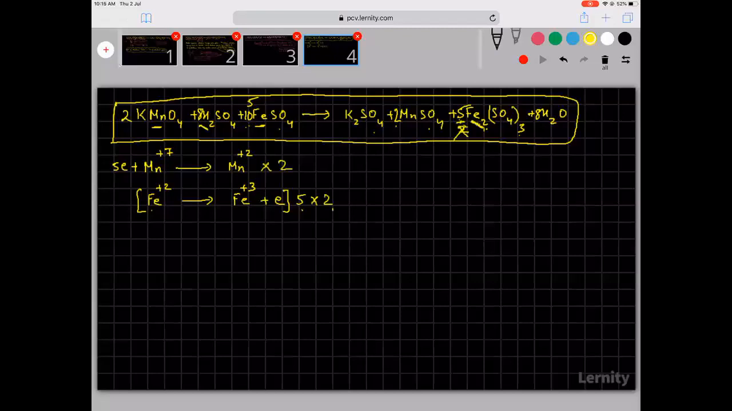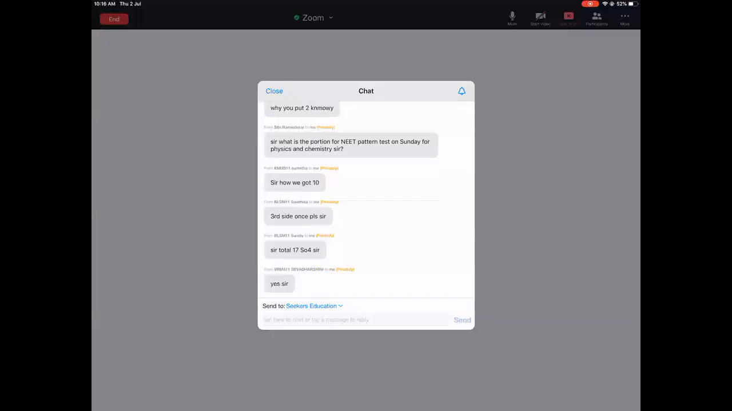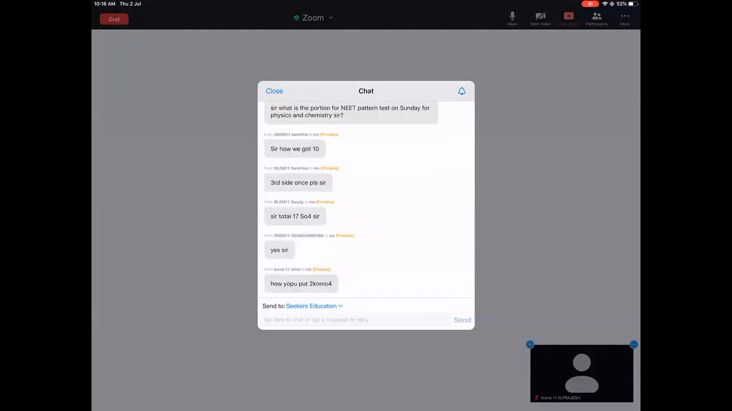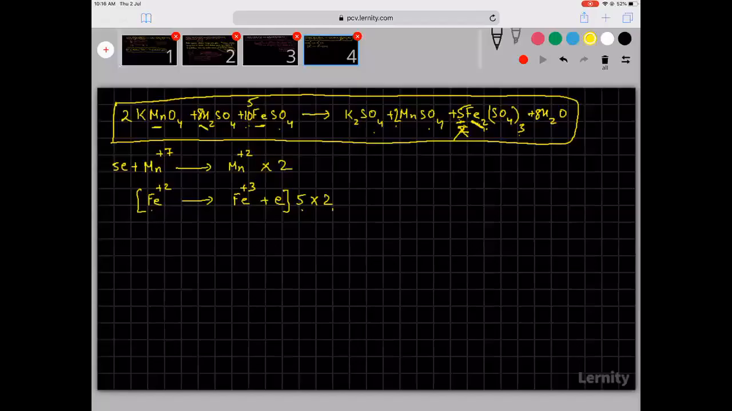No, it is not 17 SO4. I'm not going to get any diversion from anything. Test and all, please don't ask me. How you put 2 KMnO4? Again, apply common sense. I multiplied this by 2. So how many manganese should be there? 2 manganese should be there. How will you get 2 manganese? Only if you have 2 KMnO4, you can get 2 manganese.